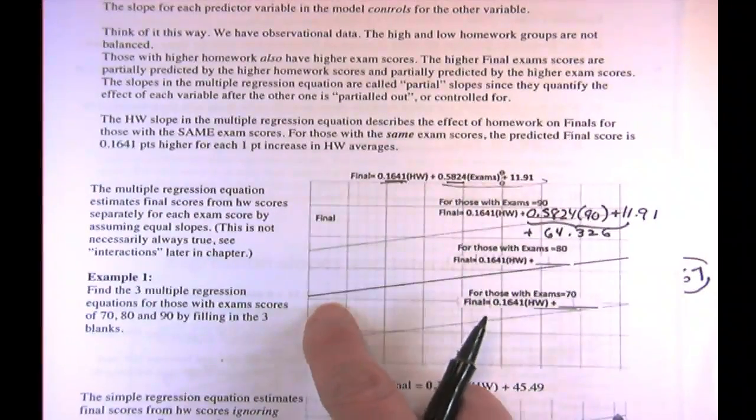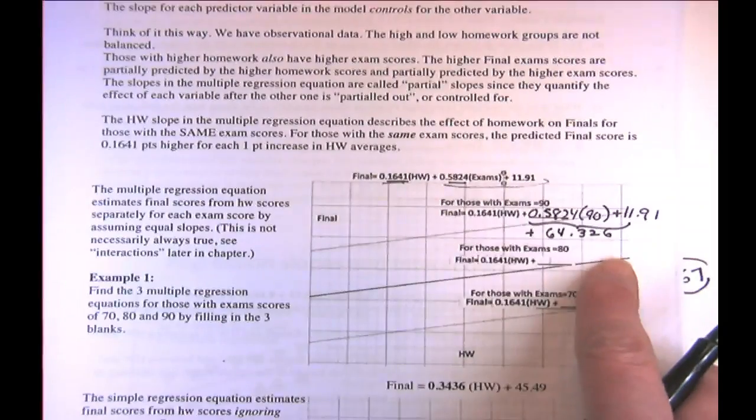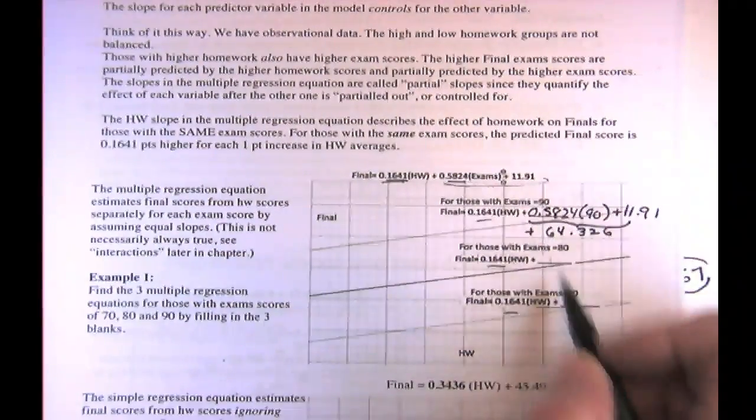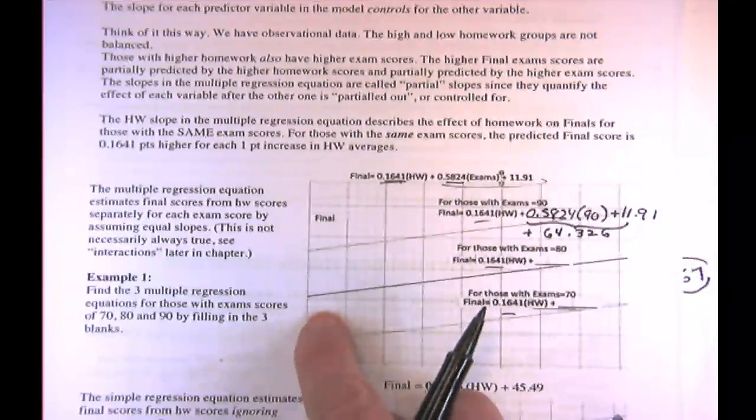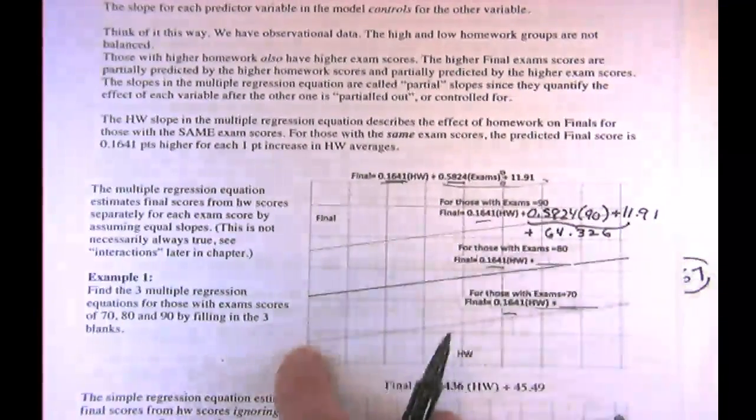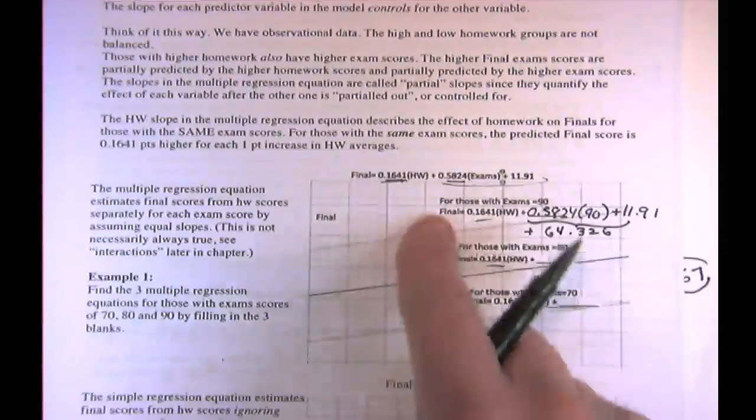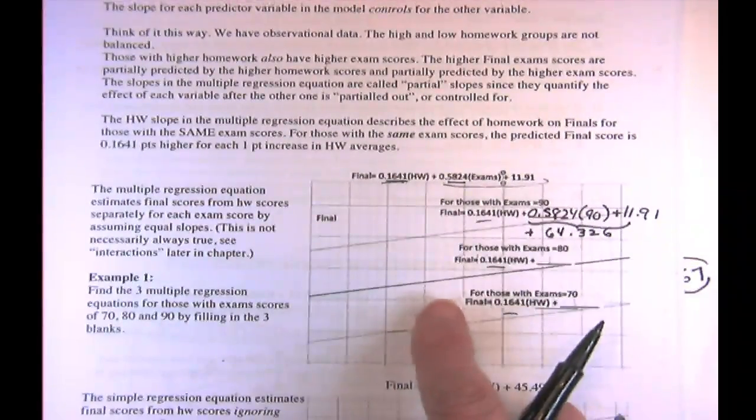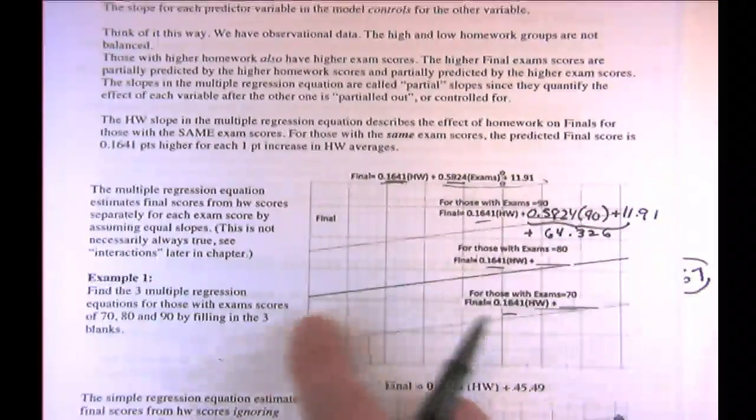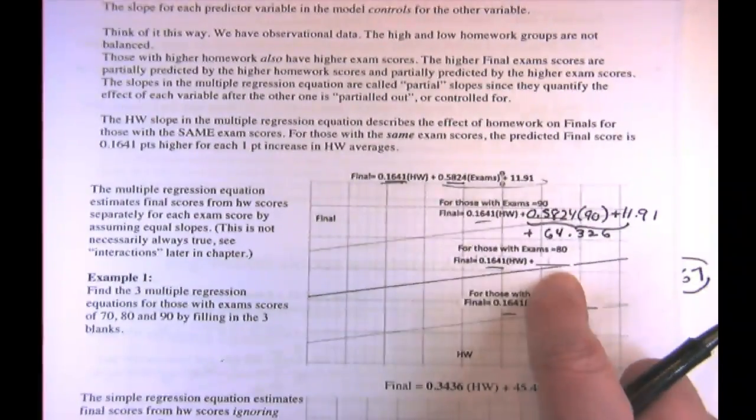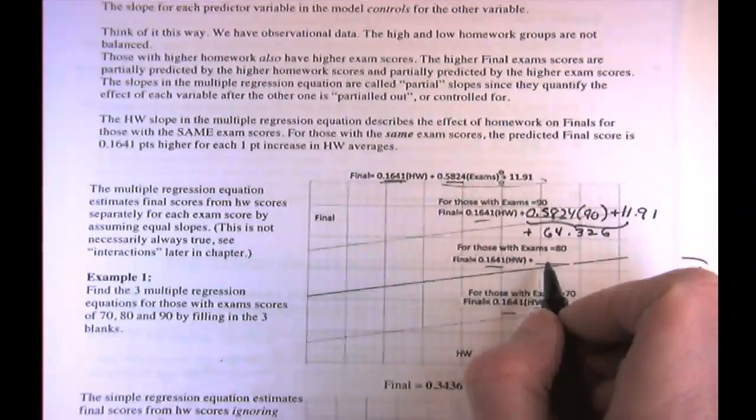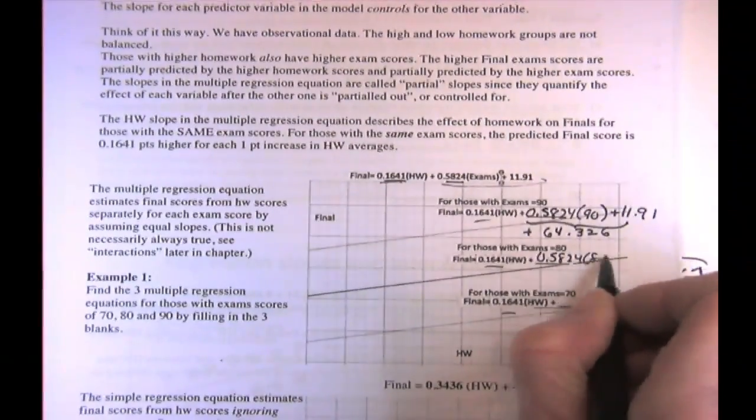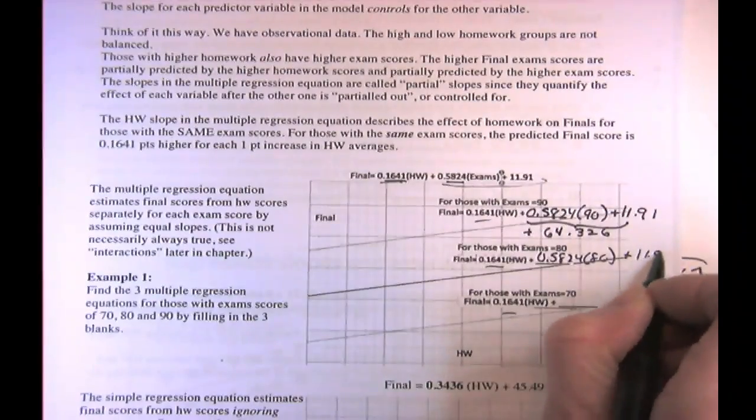Now, if you look at people who have an exam of 80, they're going to have the same slope. You see, all these slopes are the same for homework. Homework has the same effect. Multiple regression forces the same slope for every level of the other variable, but then we get different intercepts here. We have different equations. So this one would be 0.5824 times 80 plus 11.91.